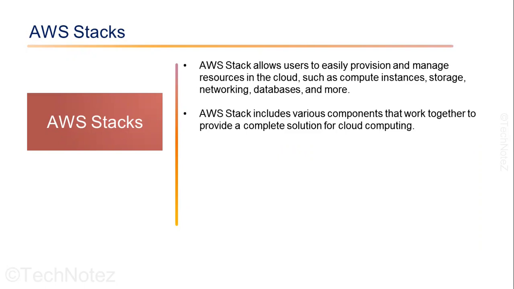Some of the key components include EC2, a web service that provides resizable compute capacity in the cloud. S3, an object storage service that offers industry-leading scalability, data availability, security, and performance. RDS, a managed database service that makes it easy to set up, operate, and scale a relational database in the cloud. Elastic Load Balancing, a service that automatically distributes the incoming traffic across multiple compute instances. CloudFront. CloudFront is a content delivery network that securely delivers the data, videos, applications, and APIs to the customers globally.